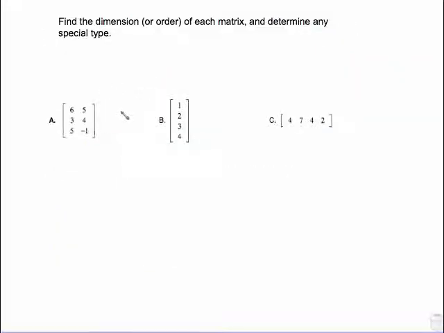You will also be asked to name the dimension or order of each matrix and then determine if it's any of the special types we just looked at on the other screen. So this has 1, 2, 3 rows. It has 2 columns, therefore it is a 3 by 2 matrix. There's nothing fancy about that. This one has 4 rows. It has 1 column. This is a column matrix. This one has 1 row by 4 columns, and it is a row matrix.